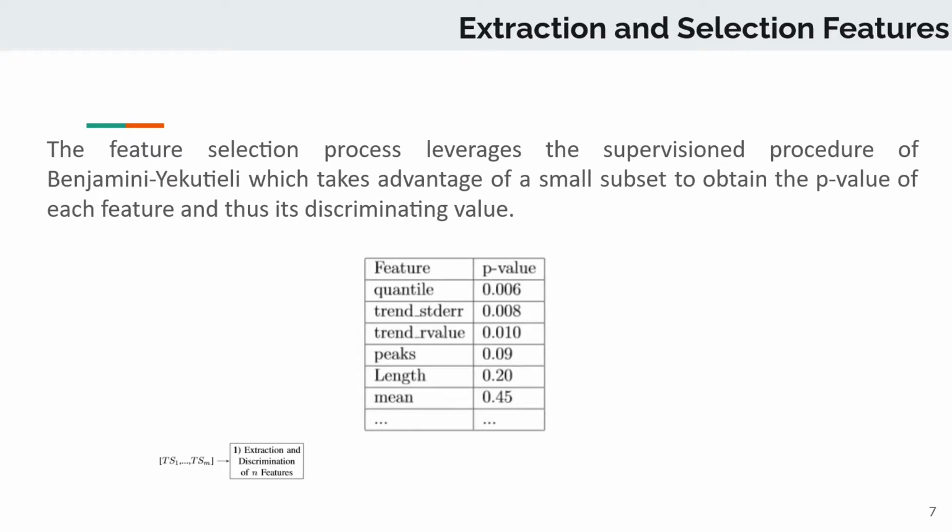The discrimination of the features is done via a procedure called the Benjamini-Yekutieli procedure. This procedure needs a small subset of supervised data in order to compute the p-value for each feature, useful for considering the importance of each of them. In the figure, we can see how the quantile feature is the most discriminative according to the Benjamini-Yekutieli procedure. However, this procedure doesn't let us isolate the number of features useful for clustering.